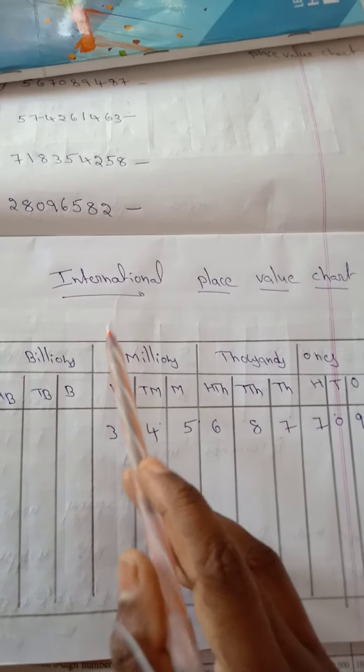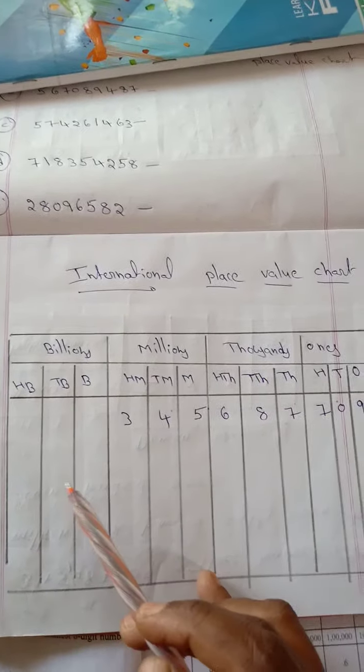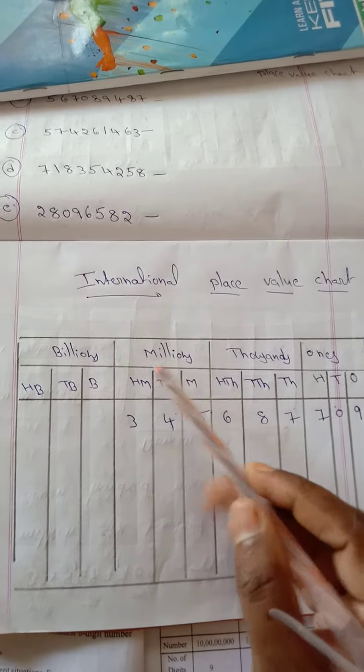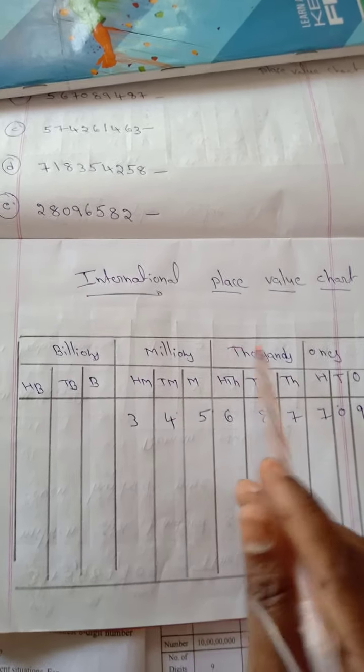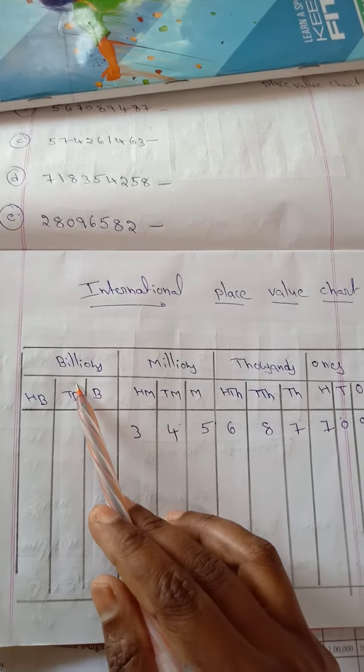The next place value chart is the international place value chart. So here this is the international place value chart. Once observe, everyone: ones, thousands, millions and billions. This is international. In Indian, lakhs and crores will be there. Here millions and billions will be there.